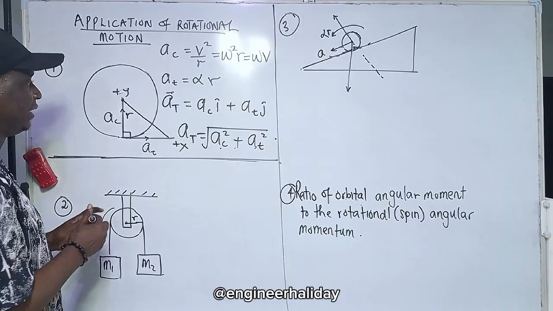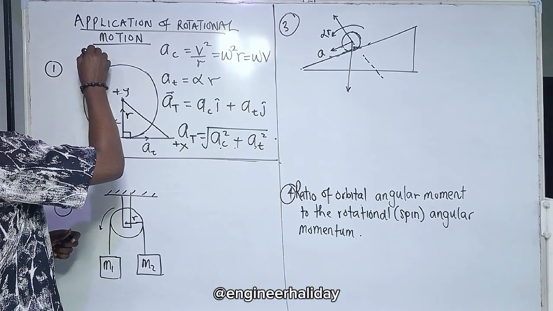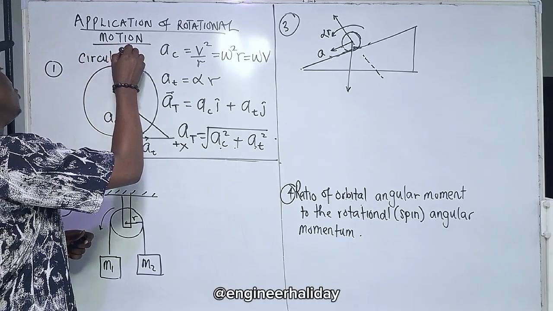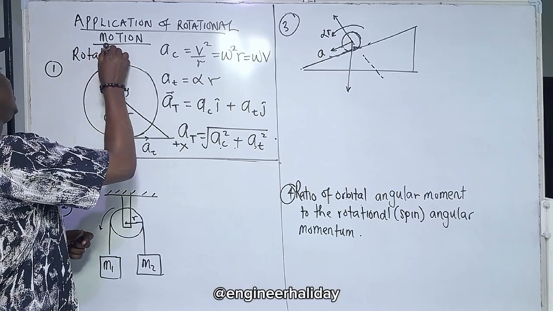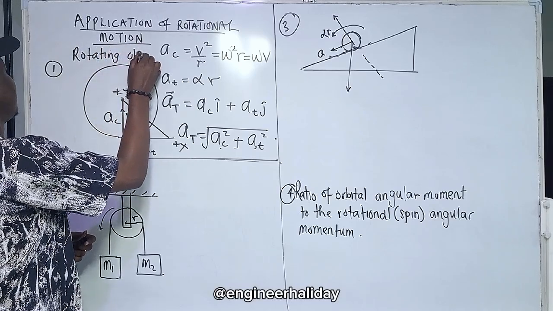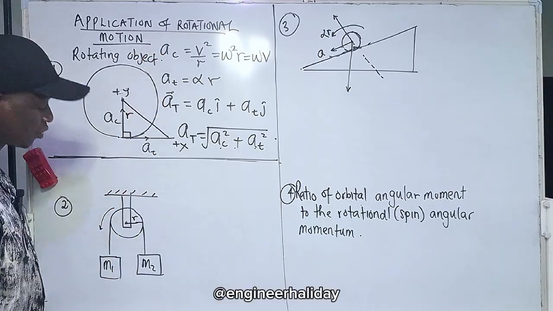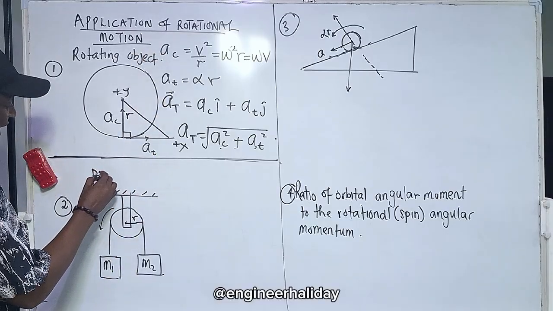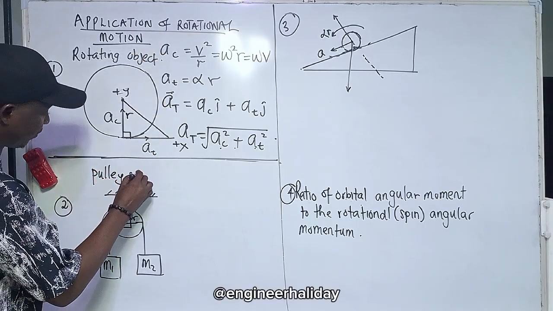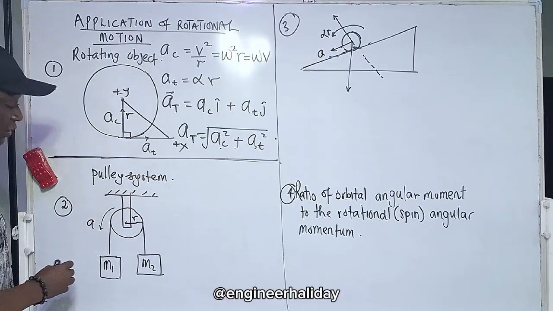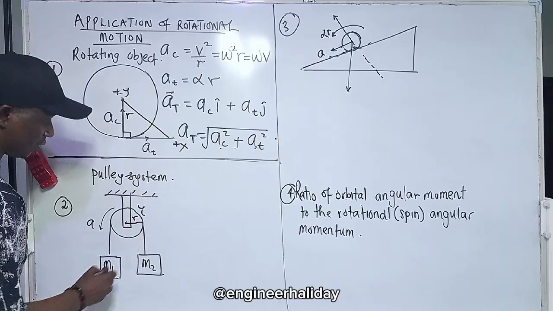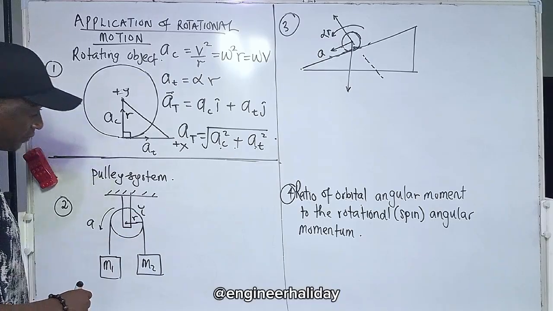Now let's enter pulley. That was for circular movement or rotating objects. The second one I want to talk about is the pulley system. Now, it has an acceleration here, and there is a torque tau given to us here.